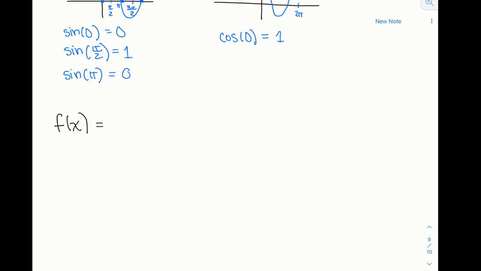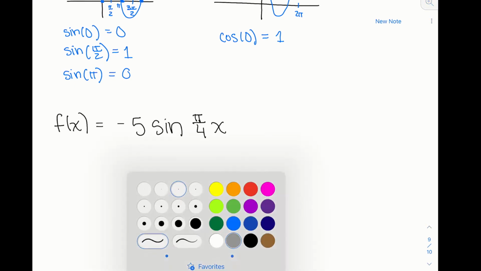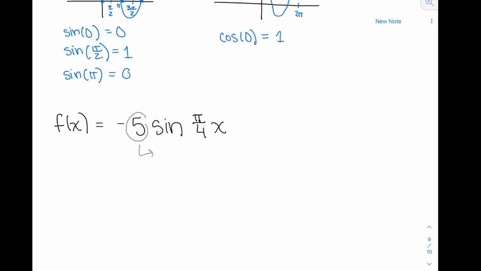Let's say we want to graph the function -5 sine of pi over 4 x. The amplitude is 5. There's a negative in front, but whenever we talk about amplitude, we're just trying to say how far it stretches from the center, and so the answer would just be 5. But the negative does tell us that the graph is going to flip along the x-axis.